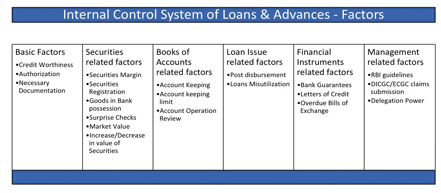Now securities related factors. If you have taken a loan from any bank, you would know that a bank will not be ready to give you a loan without securities. They take either a house or a land or a vehicle as a security before they give you the loan. The security depends totally upon the amount of loan or advance that you have applied for. So the bank has to keep in mind that it has to take a security which is higher in value compared to the loans and advances.